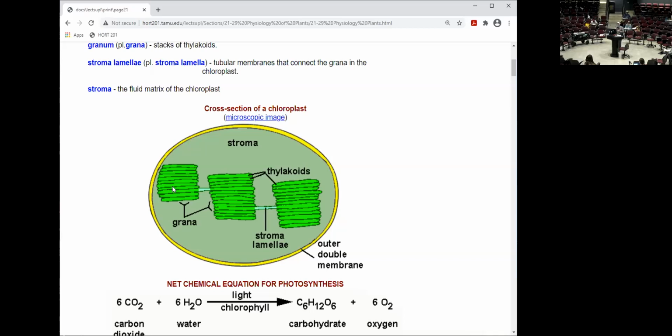So when I saw this, I said, yeah. The way I remembered it was stacks of pancakes connected with straws inside an M&M, not loaded with chocolate, but loaded with syrup. And I never, ever forgot the structure of a chloroplast again. Okay? So know all these parts of the chloroplast that are used in photosynthesis.